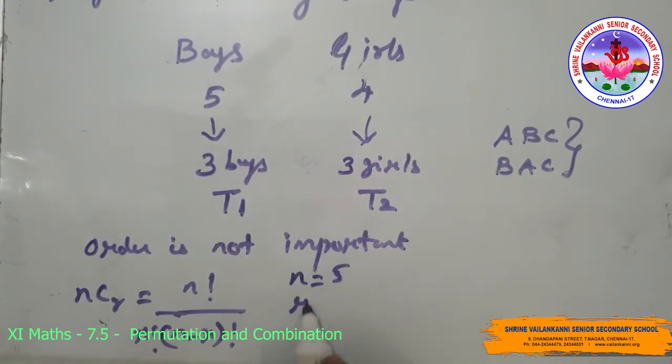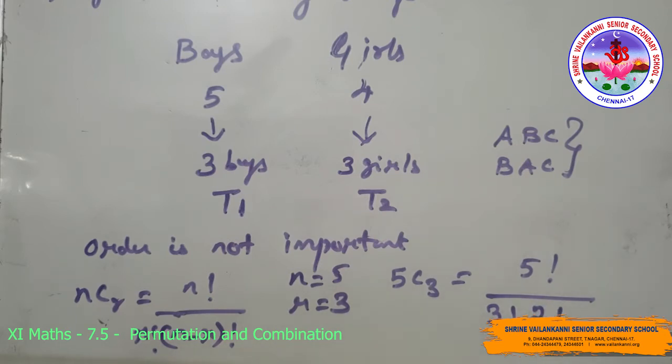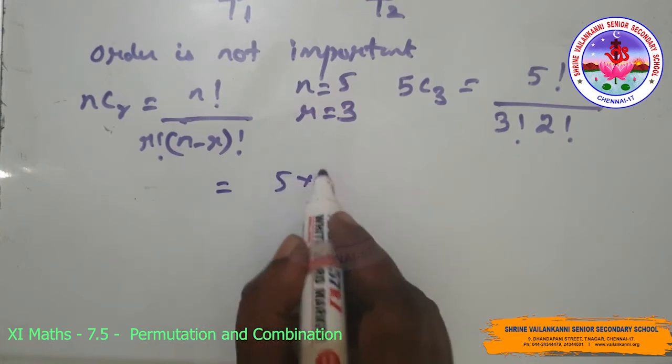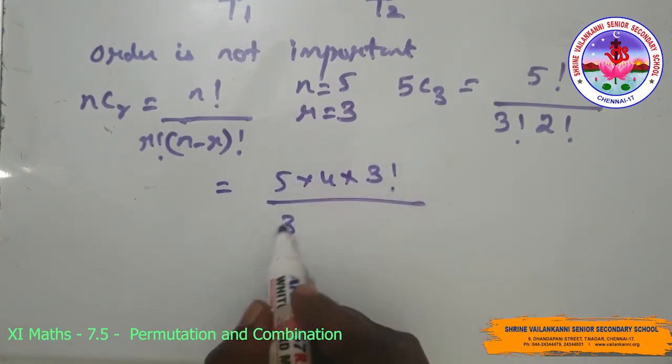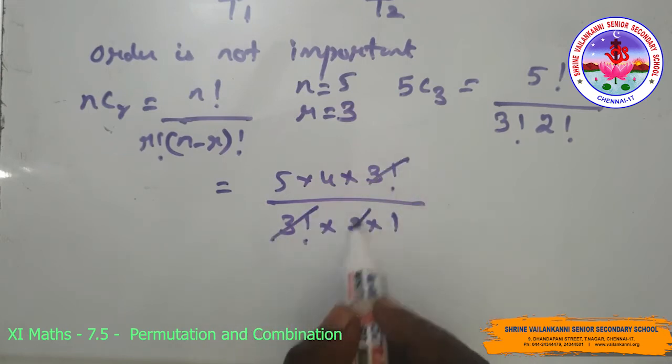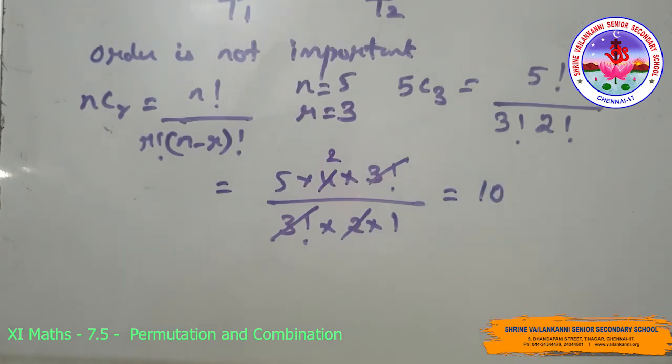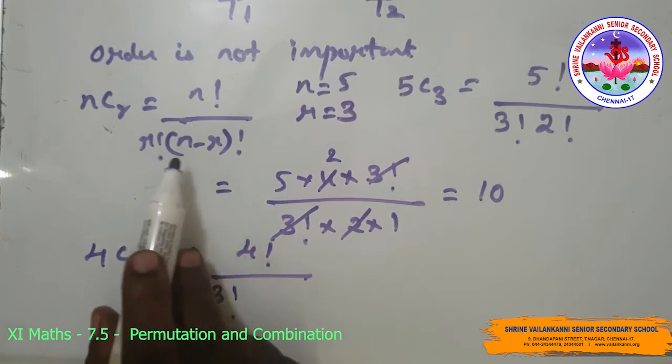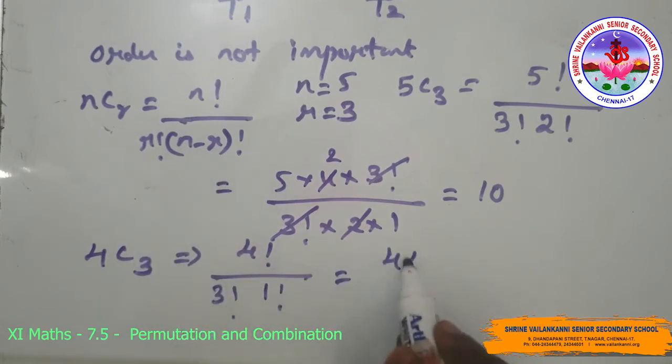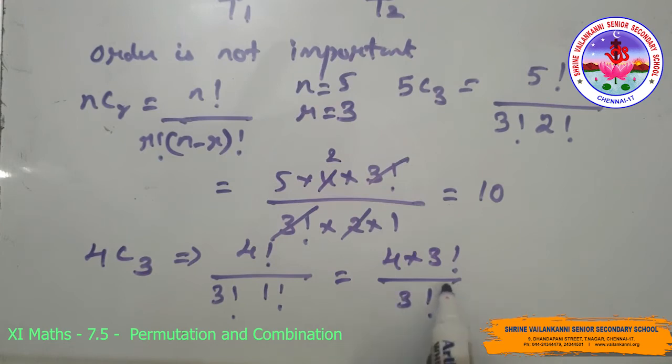So n is 5 and r is 3, then 5C3 is 5 factorial by 3 factorial, 5 minus 3, 2 factorial, which is equal to 5 into 4 into 3 factorial by 3 factorial into 2 into 1. This will get cancelled. So we get 10 ways. Then you have to select 3 girls from 4 girls. So 4C3, which is 4 factorial by 3 factorial into 4 minus 3, which is 1 factorial. So 4 into 3 factorial by 3 factorial will get cancelled, which is equal to 4.